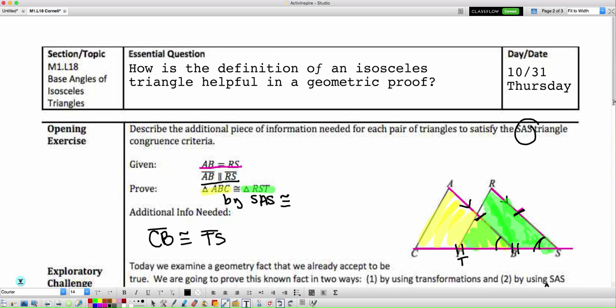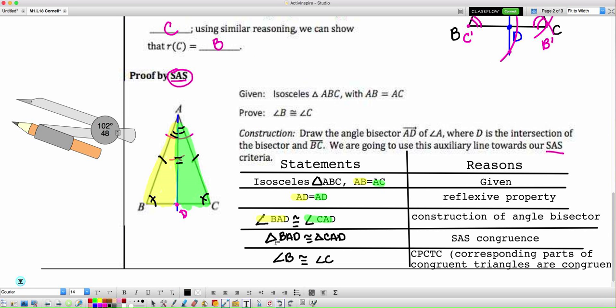Sorry. So since I know that those triangles are congruent, that means that all of their corresponding parts are also congruent. So this angle B corresponds to the angle C because they are the first angles I named there, right? So that would be the end of my proof.